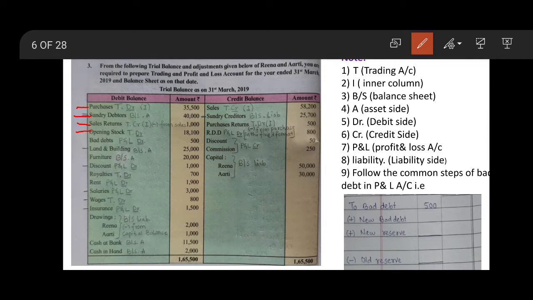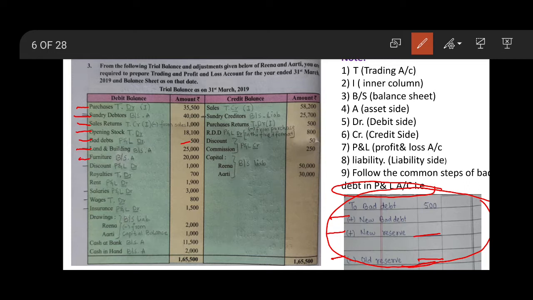Next is opening stock: trading account debit side, outer column, without adjustments. Bad debts: we always follow these steps for bad debts. It goes to the debit side of profit and loss account. So write to bad debts. This 500 will come in the inner column. Add new bad debts, add new reserve, leaving a line here in the inner column only, less old reserve. Always follow these steps for bad debts on the debit side of profit and loss account. The next is land and building with adjustment, so balance sheet asset side in the inner column, leaving a line.